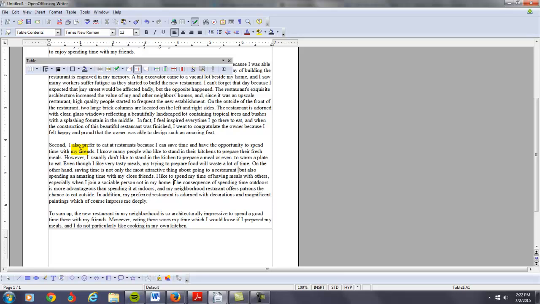my home. The consequence of spending time outdoors is more advantageous than spending it indoors, and my neighborhood restaurant offers patrons the chance to eat outside. In addition, my preferred restaurant is adorned with decorations and magnificent paintings, which of course impress me deeply. To sum up, the new restaurant in my neighborhood is so architecturally impressive to spend a good time there with my friends.